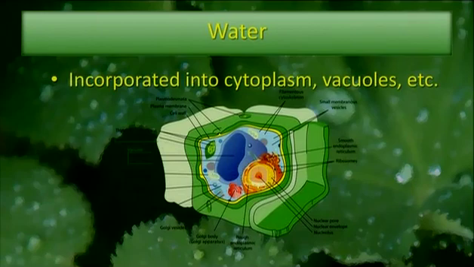Water is also incorporated into the cytoplasm, vacuoles, and other organelles in the plant. We have the cell walls, the cell membrane, the nucleus, the ER, remember all these things? The Golgi apparatus, chloroplast, mitochondria, central vacuole. This is all sort of reminders. We don't see the cytoskeleton here, but the cytoskeleton is also there too. So water is incorporated into the cytoplasm and vacuoles.